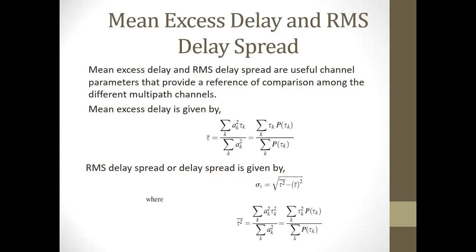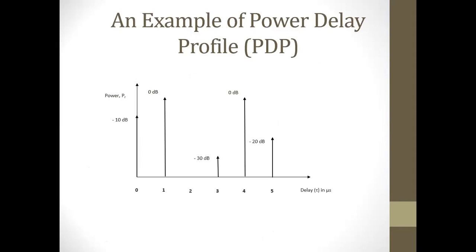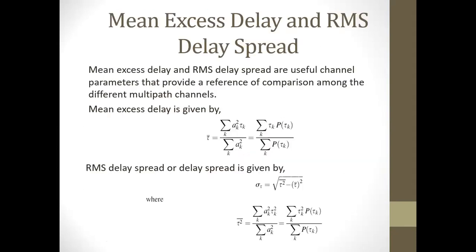So to define it in a more concise term, something called delay spread is used. There are actually two terms, mean excess delay and RMS delay spread. The second term, RMS delay spread, is also called delay spread in short. Very simple. It might sound very high-level, but the calculations will be very simple. If I give you this PDP in the exam, you can calculate these terms very easily.